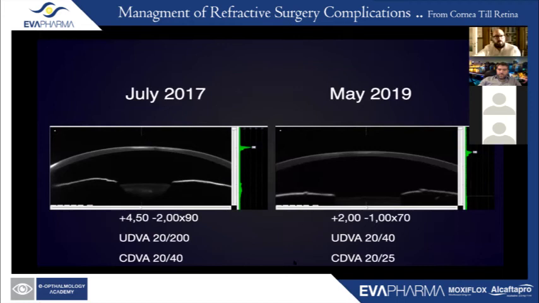This is a patient of mine. I received her for consultation. In July 2017, she presented with dense CTK, and you can see here the refraction of this patient is hyperopic astigmatism, corrected to 20/40. The uncorrected visual acuity is 20/200. After almost 2 years, the patient improved a lot, still has some hyperopic refraction, but corrects to 20/25.